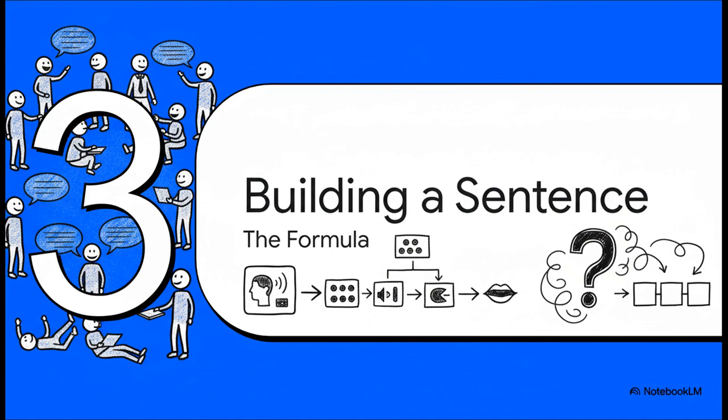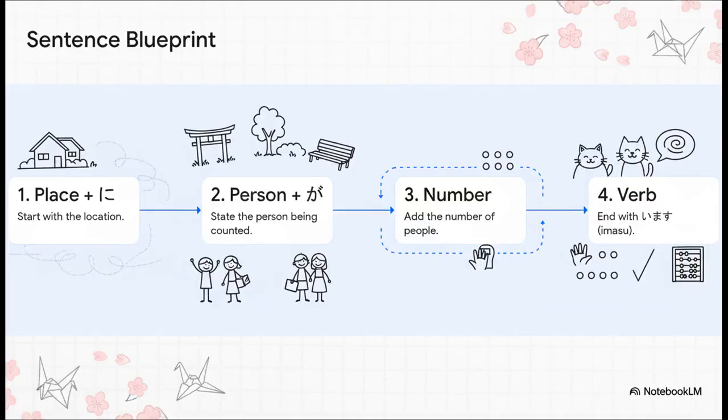Great. So now that we have the counters themselves, how do we actually put them into a full sentence to say something useful? Well, luckily, there's a pretty simple formula for that, too. Okay, here's the blueprint. Think of it like a recipe. First, you say the location, and you mark it with the particle ni. Step 2, you say who you're counting, followed by the particle ga. Then, for step 3, you just plug in the number of people we just learned. And finally, you wrap it all up with the verb imasu, which basically means to exist, for people and animals.